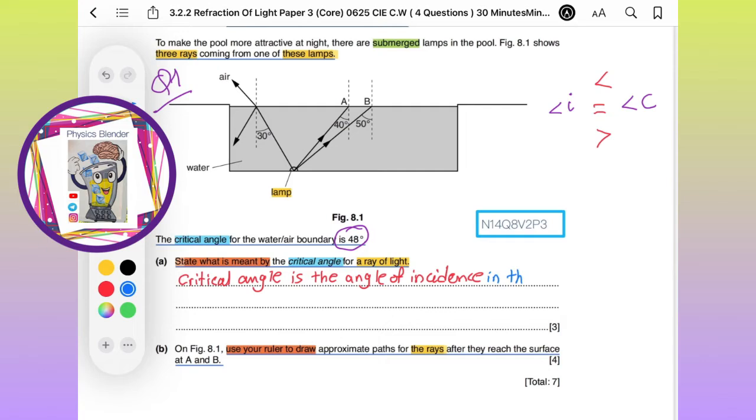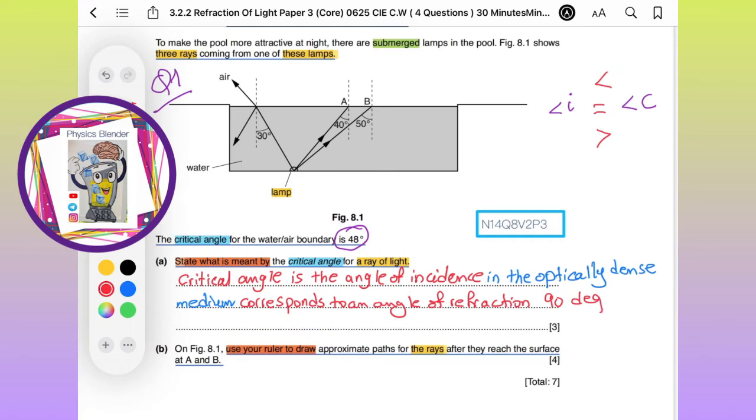in the optically dense medium that corresponds to an angle of refraction of 90 degrees. The location of this angle, the 90 degrees angle of refraction, will be in the less dense medium.